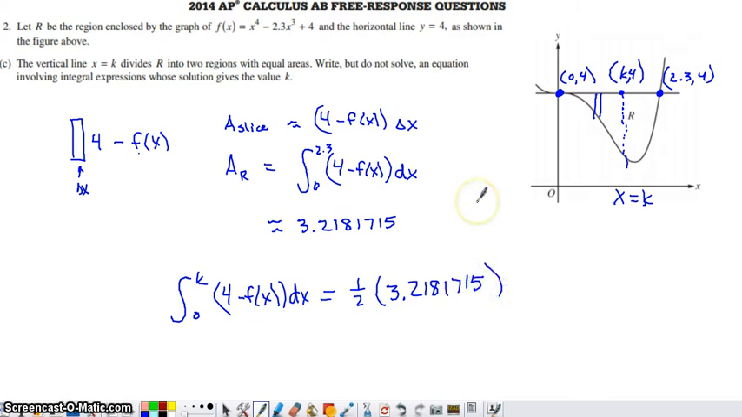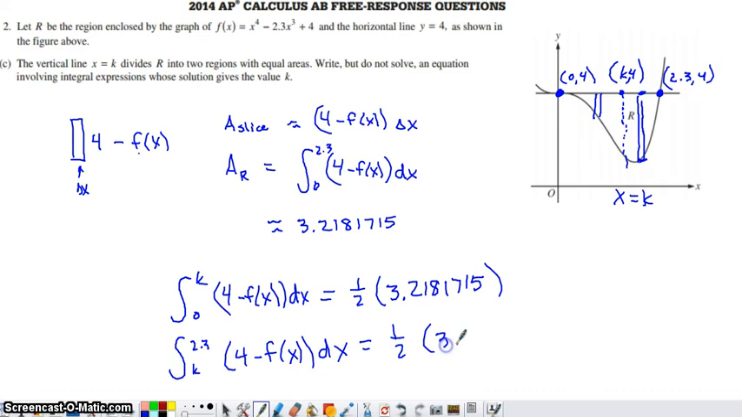There's actually another equation you could set up and solve in order to find it. Do a similar thing to the right of that vertical line. If you took a slice over here, which would have the same dimensions as this slice, right? The top would be right here at 4. The bottom would be on f of x. So if we did the integral from k over to 2.3 of the same exact integrand, this would give the area to the right of that dashed line, and we would want to know when that is half of the entire area of region R.